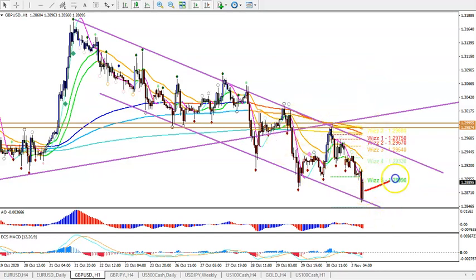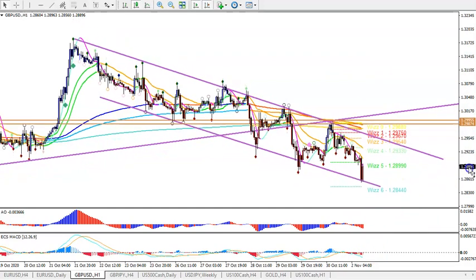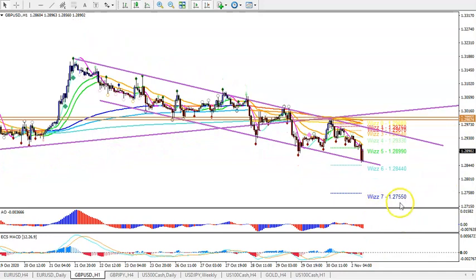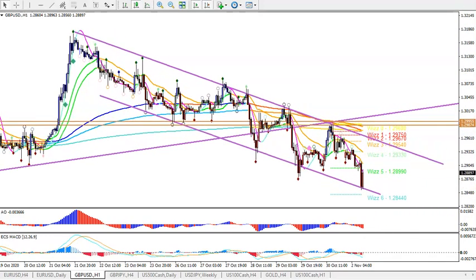If it gets that far, if it's a bear flag, I would expect it to fall further down to, well, I think the next target probably 127.50 there. It's the 7 and the psychological round level.